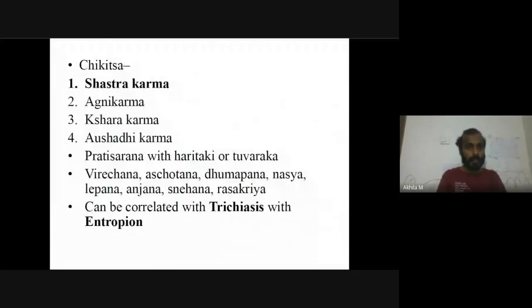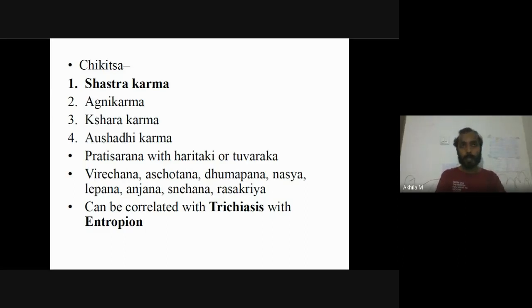We have to give an incision from the two-third part below the eyebrow and one third part above the eyelashes. We can make an incision and incise it with a thread, and we have to tie the thread over the forehead. Like that, we can give some relief to the pakshma uparodha.